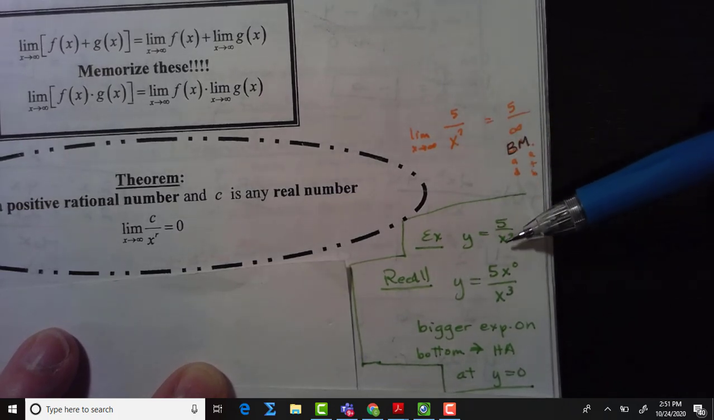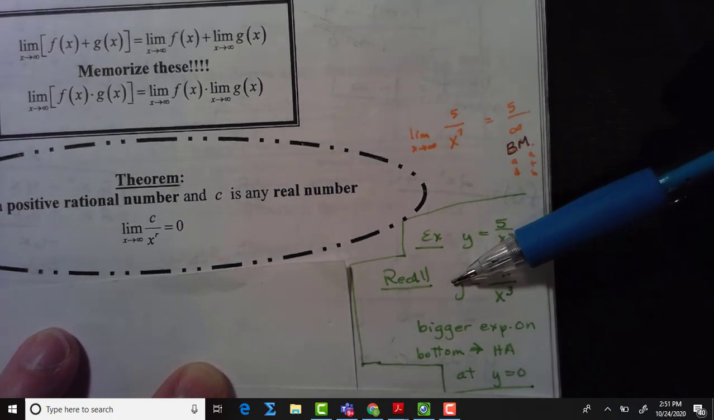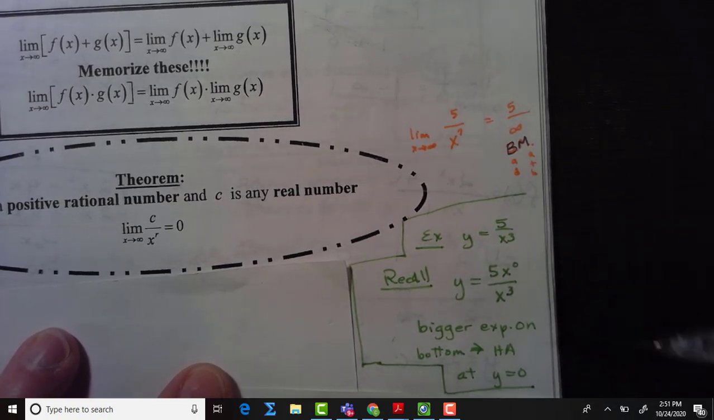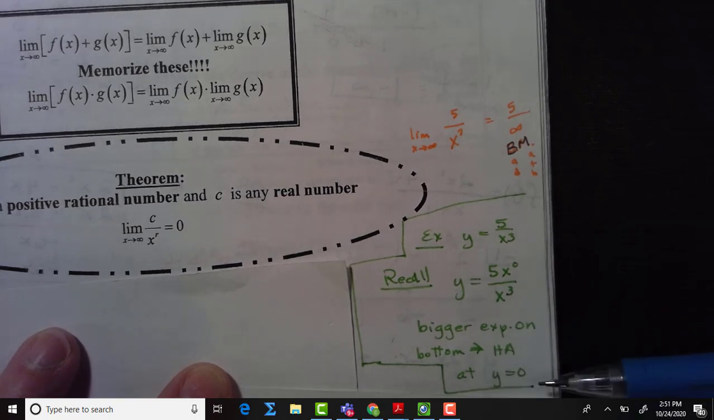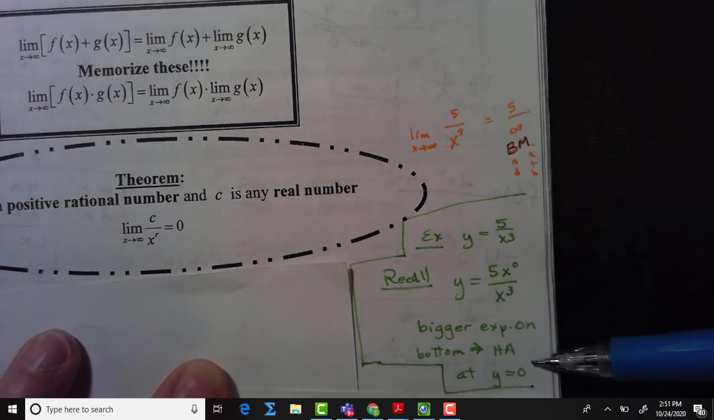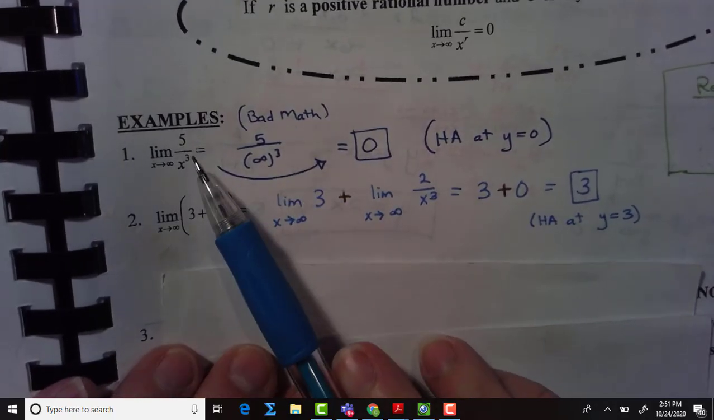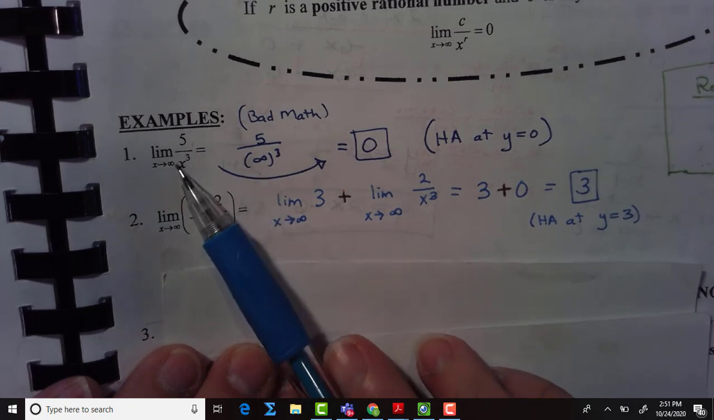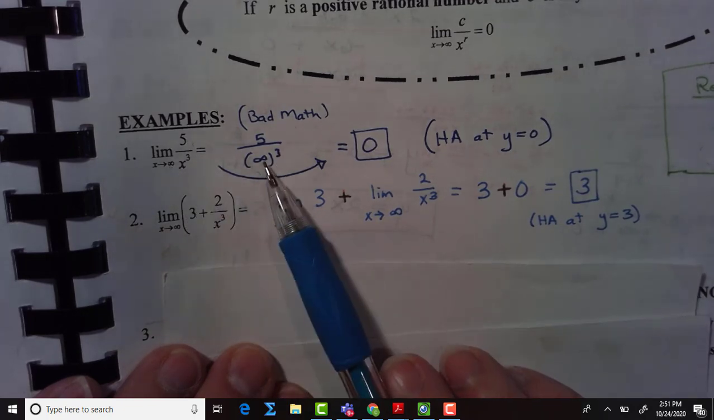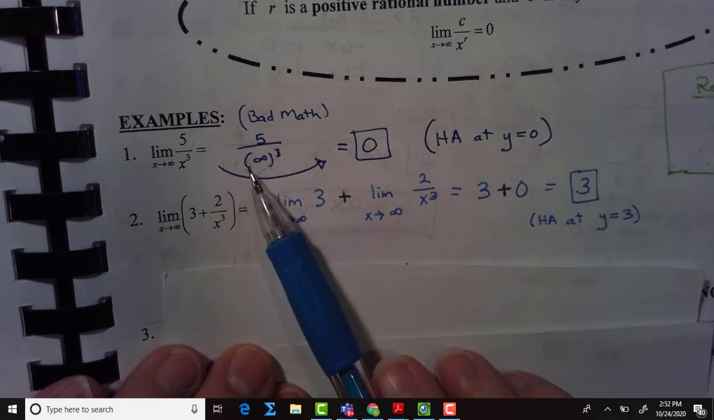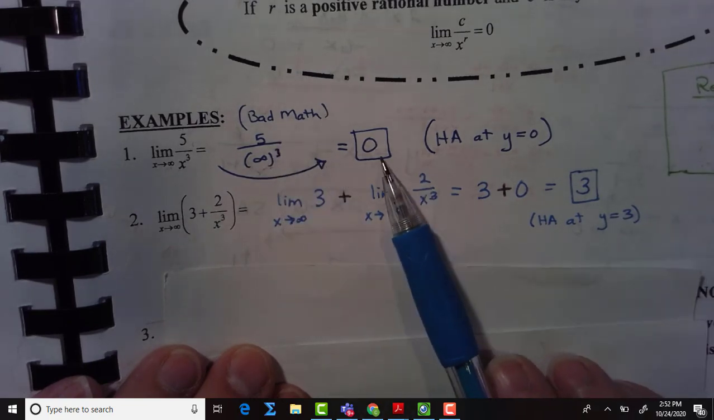Let's look at another example. y equals 5 over x cubed. Let us recall, that's really 5 times x to the 0 over x cubed. We have our bigger exponent on the bottom, so we have a horizontal asymptote at the line y equals 0. You may remember this from your pre-cal days. Bad math: 5 over x cubed, where the limit as x goes to infinity, 5 over infinity cubed, that's bad math, but we know that 5 over something really, really big is 0.